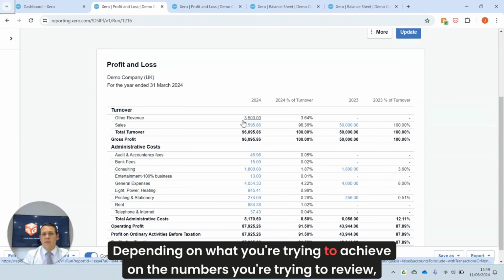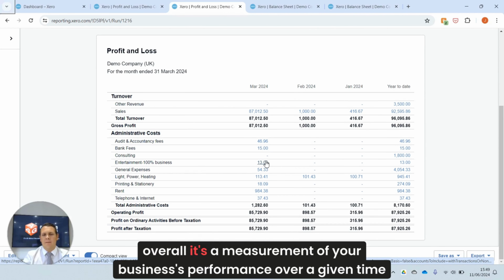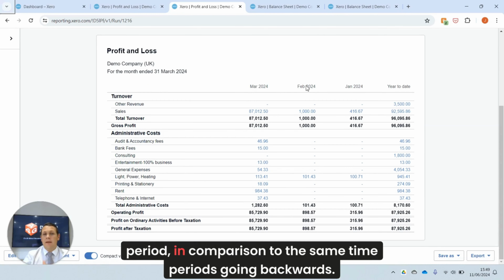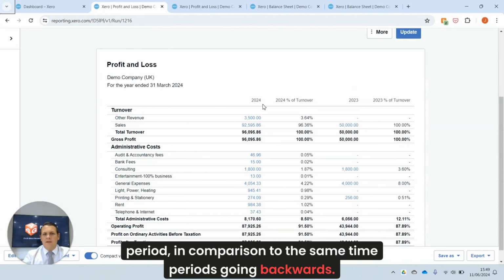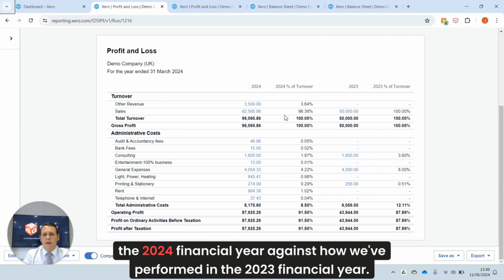Depending on what you're trying to achieve, on the numbers you're trying to review, you might want to look at this as a month-by-month breakdown to check for seasonality. But overall, it's a measurement of your business's performance over a given time period, in comparison to the same time periods going backwards. So here we're looking at our year-on-year performance, how we've performed in the 2024 financial year against how we've performed in the 2023 financial year.